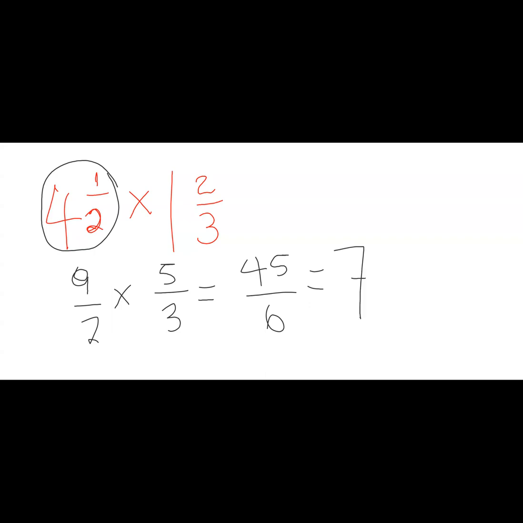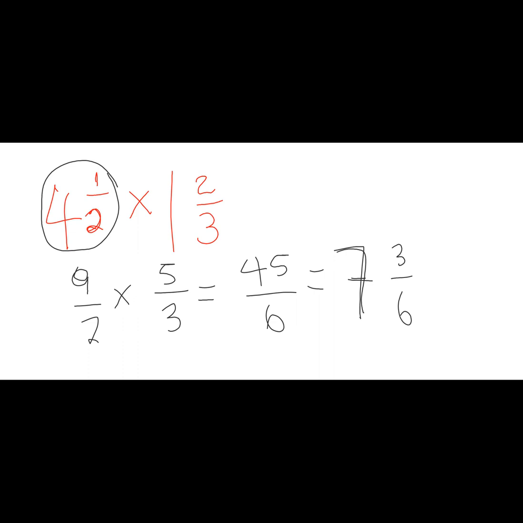So we get 7. How many whole groups of 6 can I get from 45? 7. And my remainder is? Wait, 1. What is 7 times 6? 7 times 6 gives?